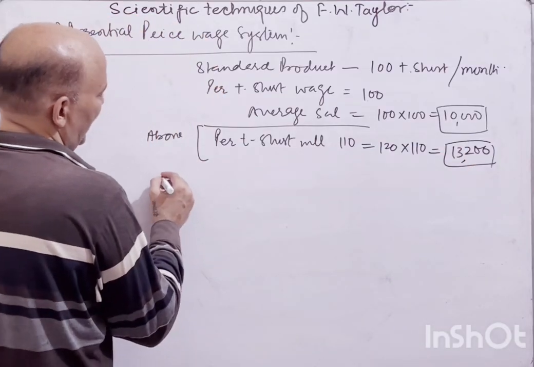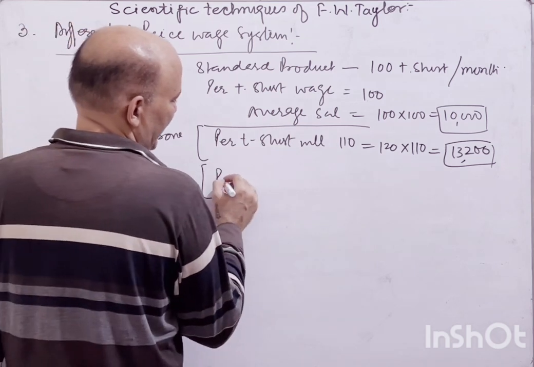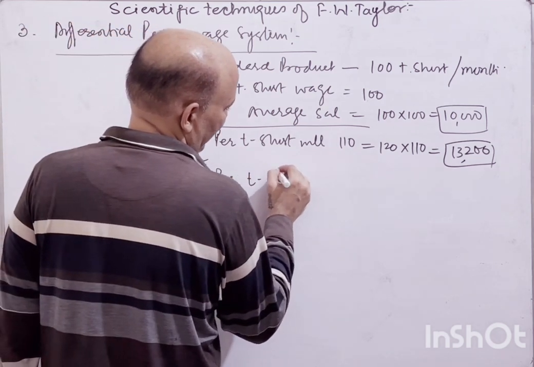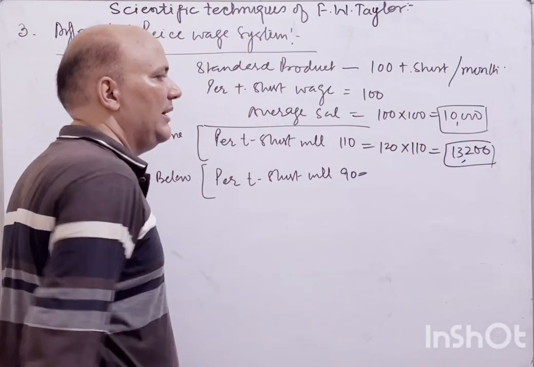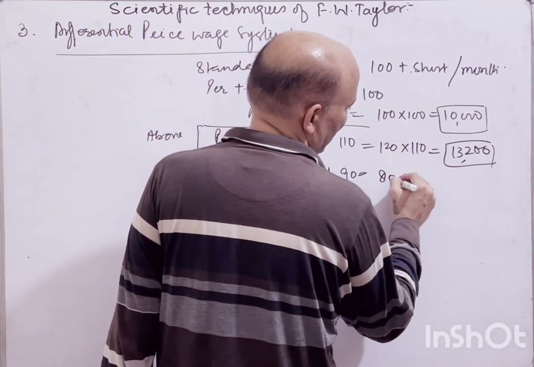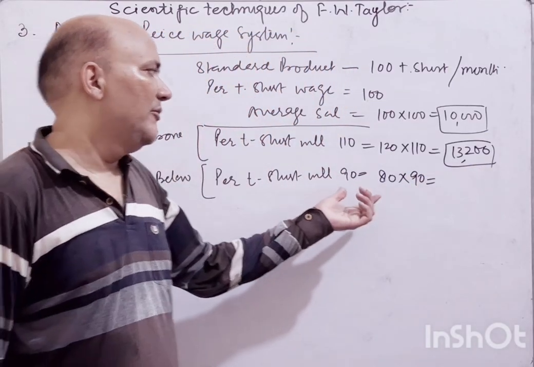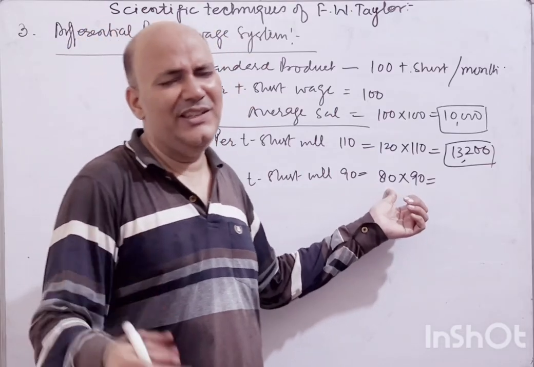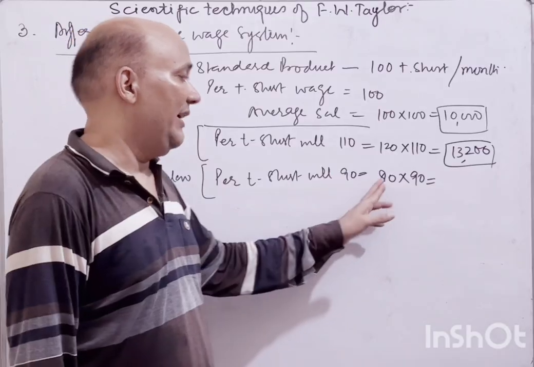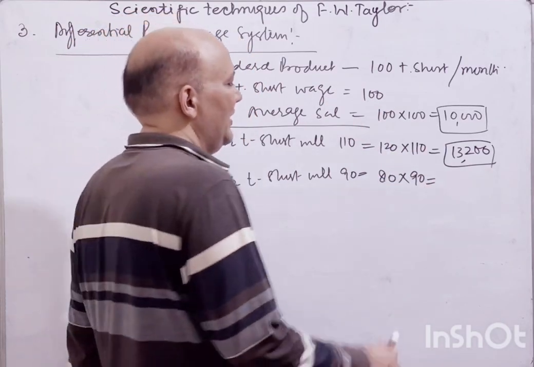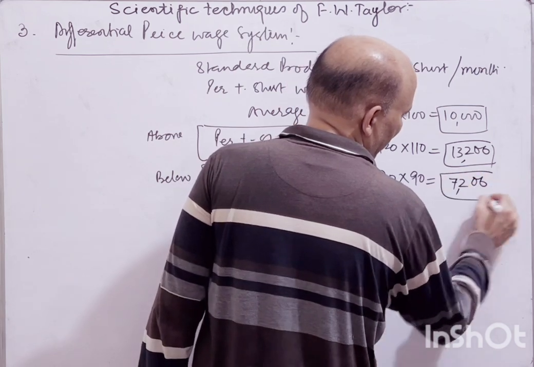Or if somebody is going below, punishment: the per t-shirt price for him will be 90 rupees only. Let's say if somebody is making 80 t-shirts, he will get 90 rupees per t-shirt. So he is punished both ways. Let's say he is not capable enough, so he is making only 80 t-shirts and the rate has gone down to 90 rupees. So how much will it be? 7,200. So he has been punished both ways.